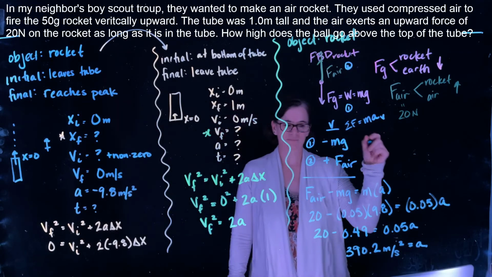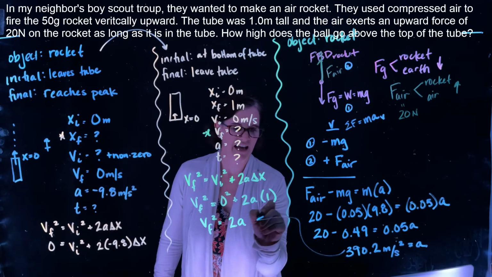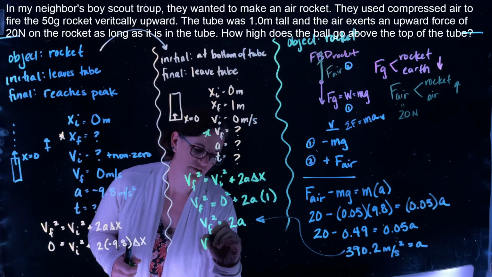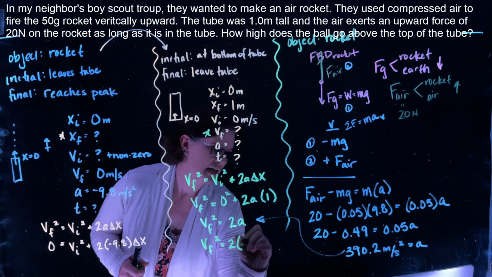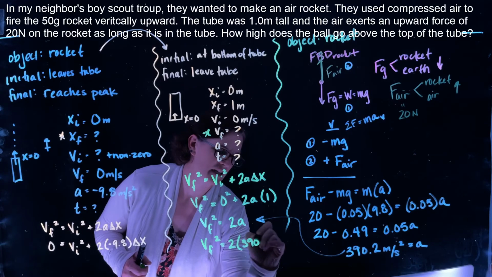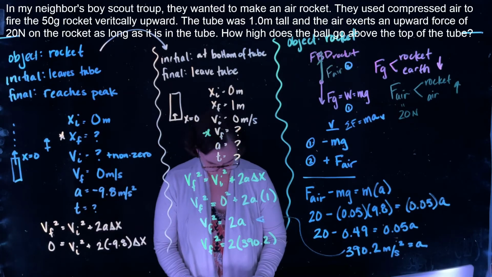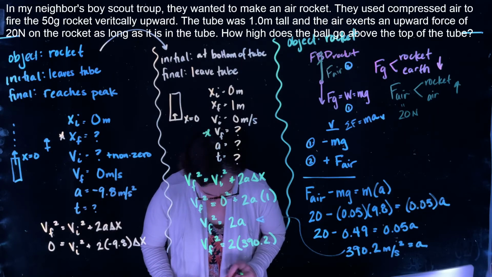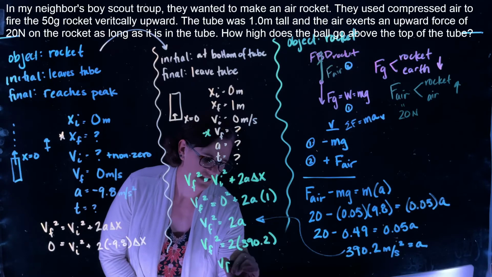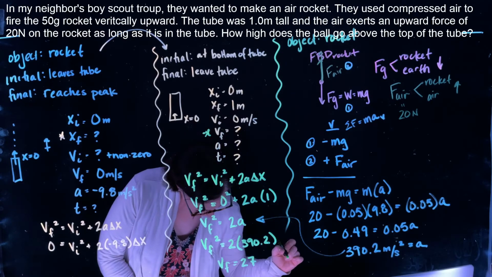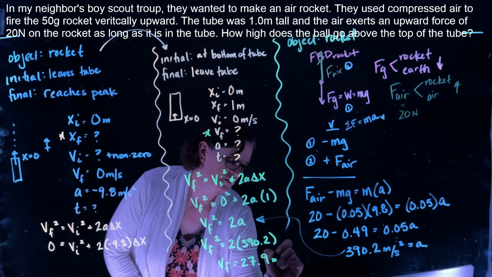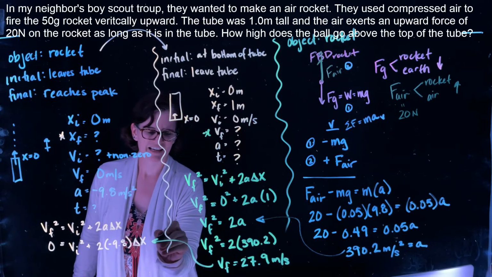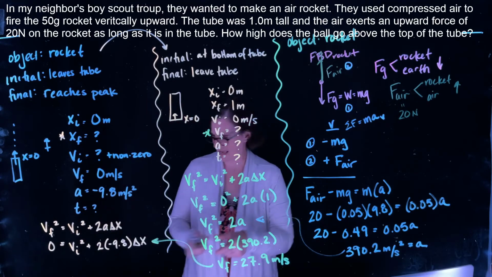Once I have my acceleration, I can solve for my V final squared. So V final squared is equal to 2 times 390.2. I can multiply that by 2 and take the square root, and I get V final is equal to 27.9 meters per second. And once I know V final, I can solve for delta x.